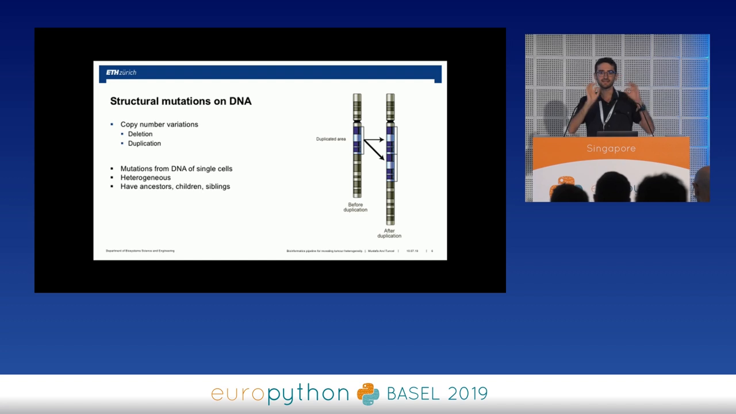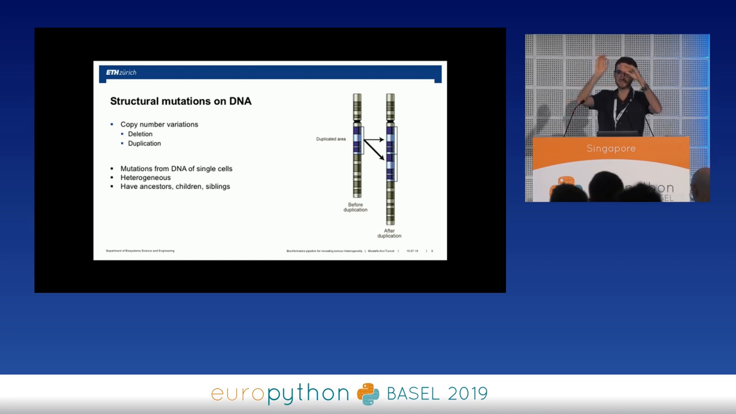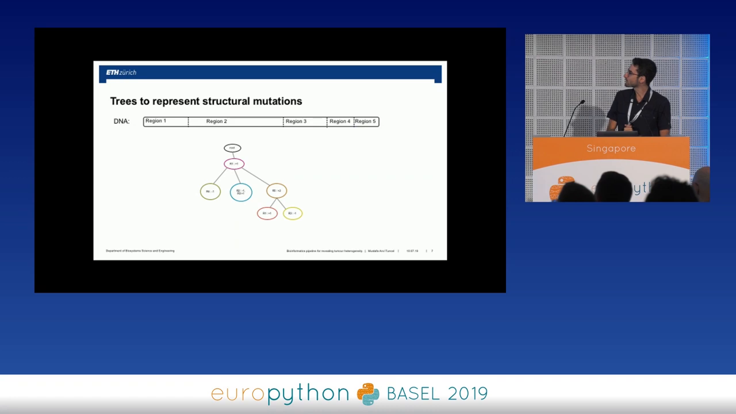Those mutations have this family sort of relationship, because when a mutation happens, sometimes other mutations just spawn from the parent one, so there are child mutations and then sibling mutations. So they have ancestors as well. And therefore we are modeling them in a tree fashion. So not necessarily binary, but it's a tree to represent the mutation information.